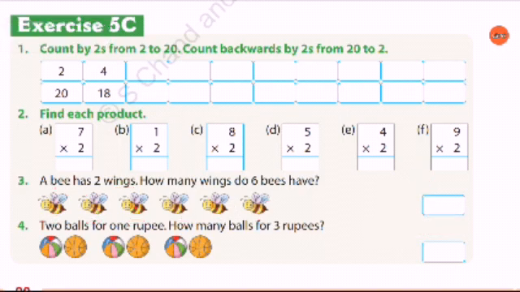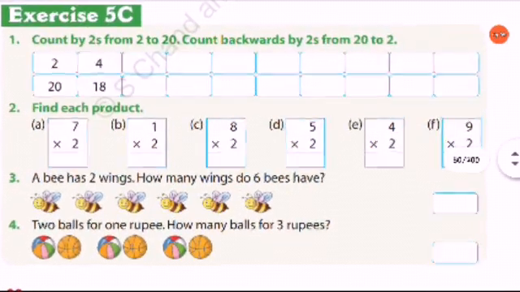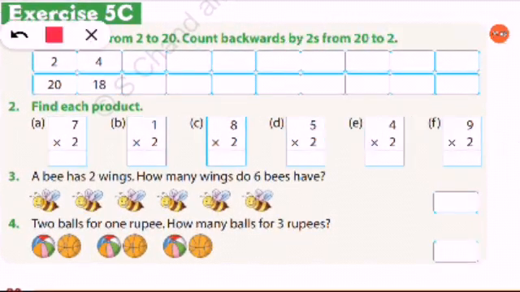Okay, now the next question. 2 balls for 1 rupee. Okay, you are going to buy a ball. You are buying 2 balls and it costs 1 rupee. And the next 2 balls will also cost 1 rupee. This will also be 1 rupee. So how many balls for 3 rupees? In 3 rupees you can buy how many balls? So what will you do? See, in 1 rupee how many balls come? Just listen. In 1 rupee 2 balls come.